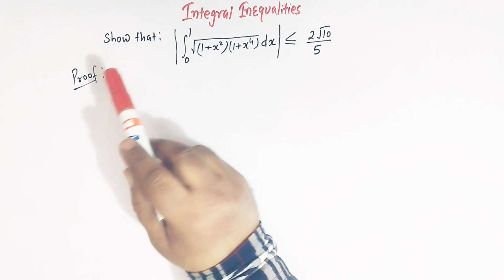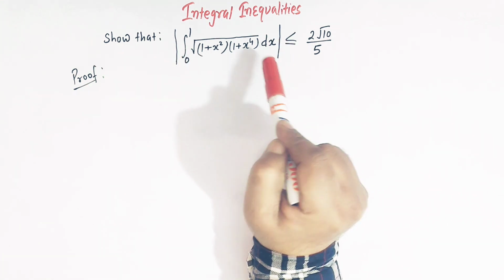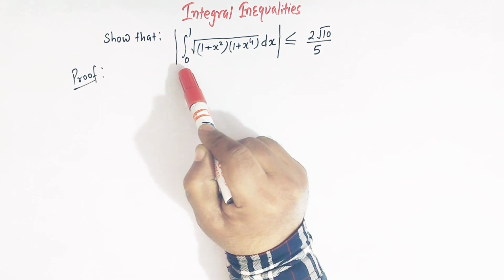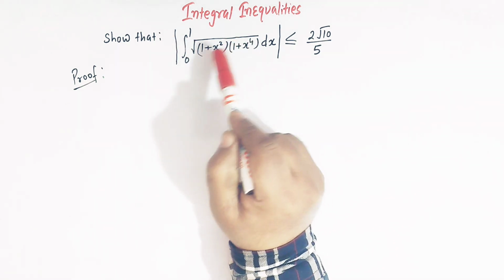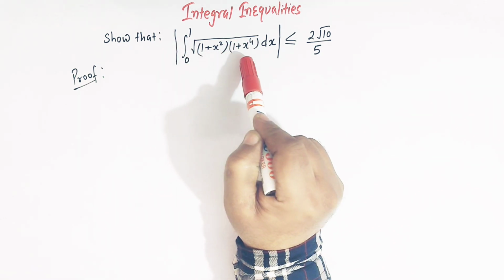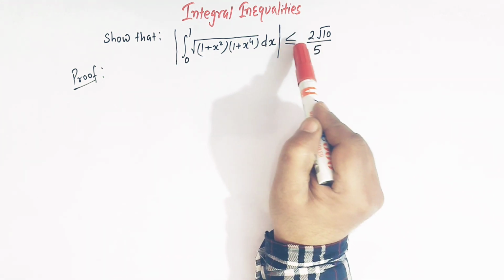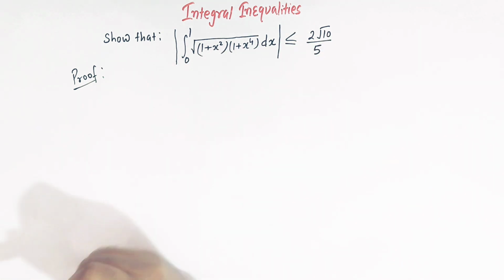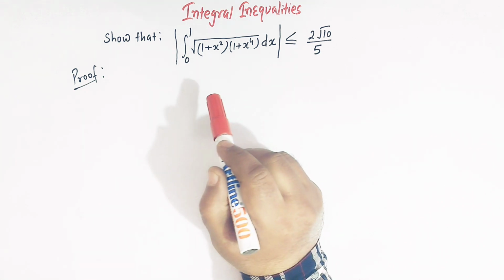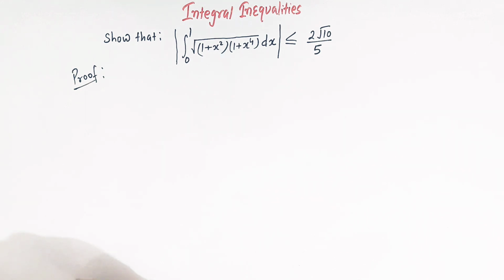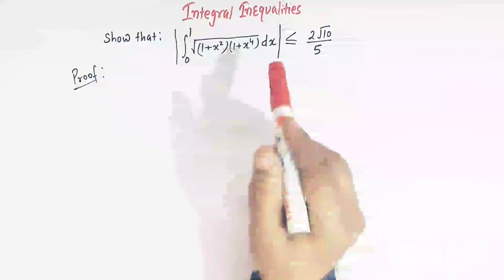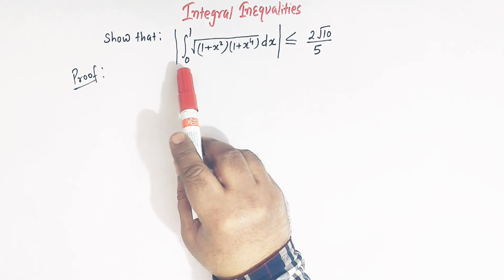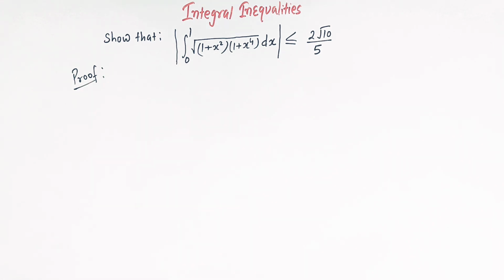So here we have to show that the absolute value of the integral from 0 to 1 of square root of 1 plus x square times 1 plus x raised to 4 is less than or equal to 2 times square root of 10 divided by 5, right? So we'll see a new inequality, also known as the Cauchy-Schwarz inequality, which will be used to prove this integral inequality, right?